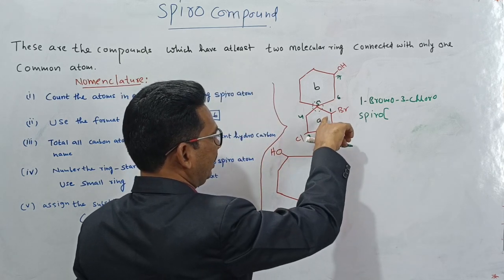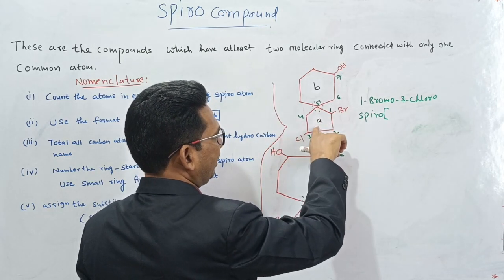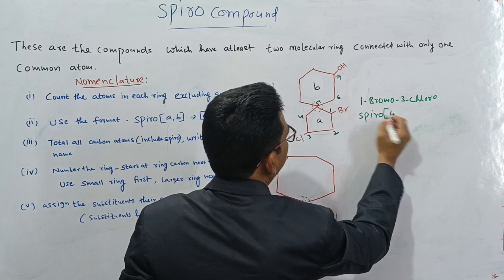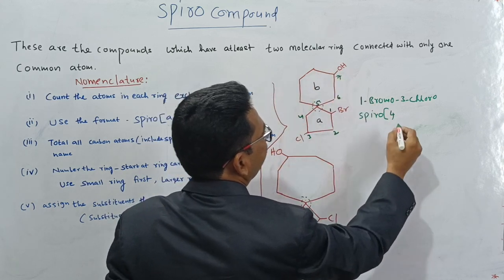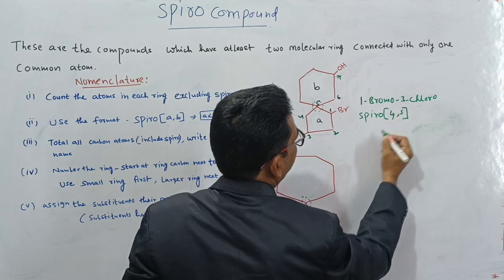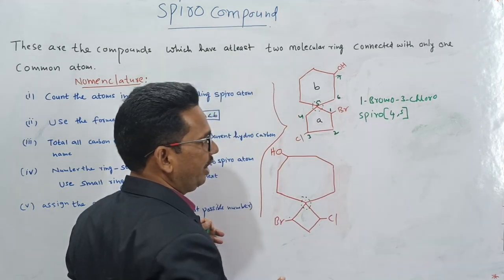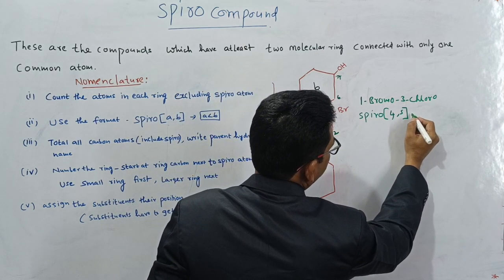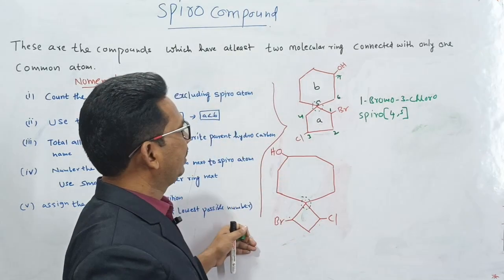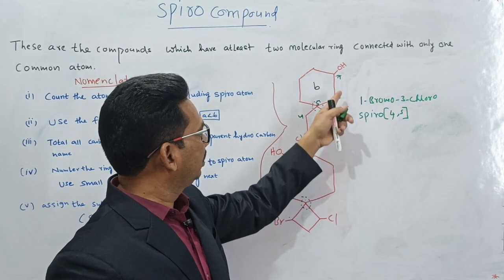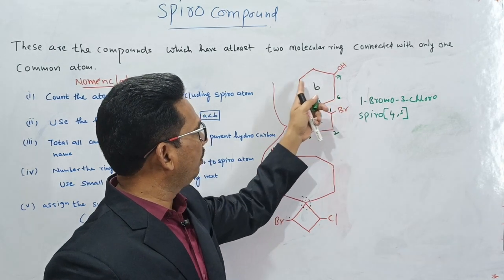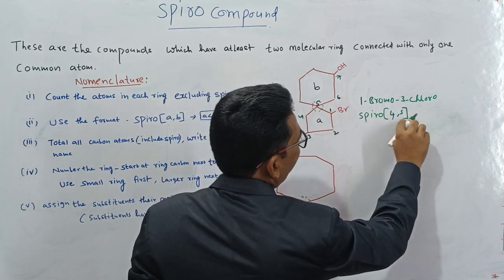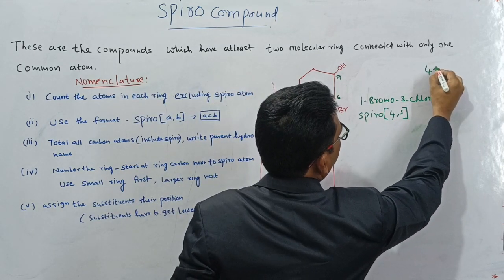Now we have to mention the numbers of atoms present in the smaller ring and the larger ring. In the smaller ring, 1, 2, 3, 4, total 4 atoms. In the other ring, 1, 2, 3, 4, 5 atoms, because we are not counting this Spiro atom. Okay, now see what we have to give next after Spiro. Now we have to count the total number of atoms. We already counted 4 and 5, so write 4 plus 5.